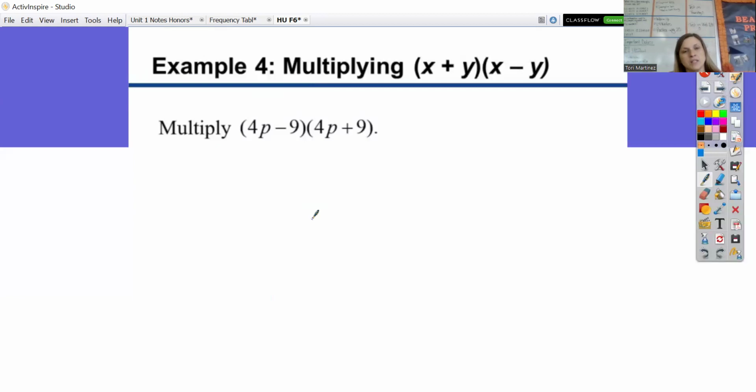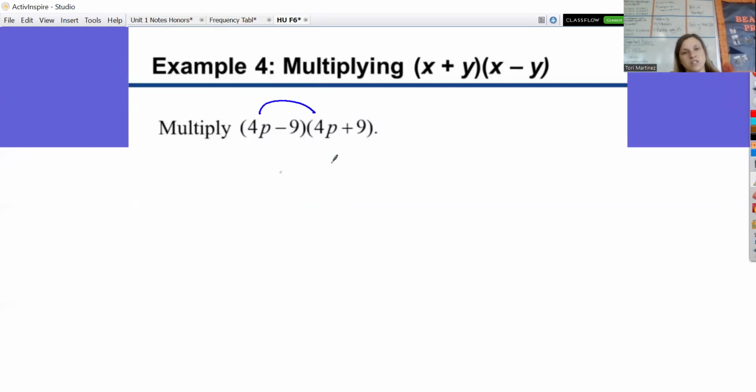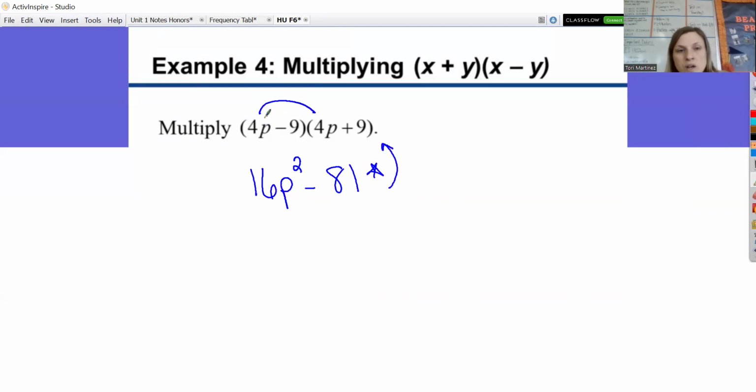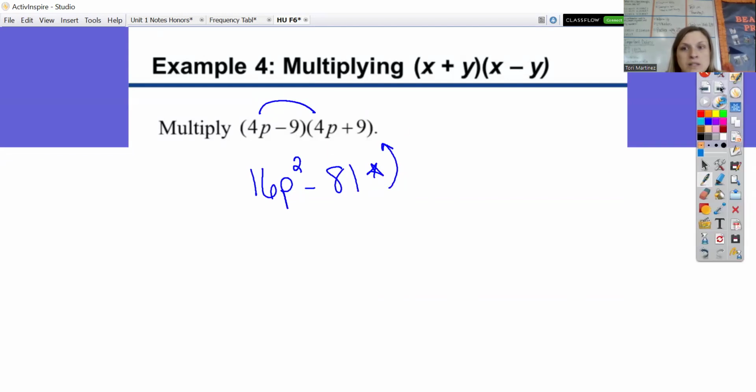So here, if I'm asked to multiply these, I already know since they look identical, one's a plus, one's a minus, I just have to multiply these first pieces. 4 times 4 is 16, p squared. 9 times 9 is 81. It gets a minus in between, and that's done. Again, I could give you this, and we can work our way backwards with square roots. Square root of 16 is 4. Square root of p squared is p. Square root of 81 is 9. One gets a plus, one gets a minus, and we're done.